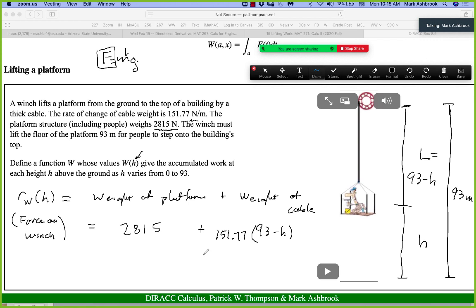Okay. What do we think? Are we finished with the rate function, the force? Are there any other things causing forces, a downward force on the winch? Anything else?